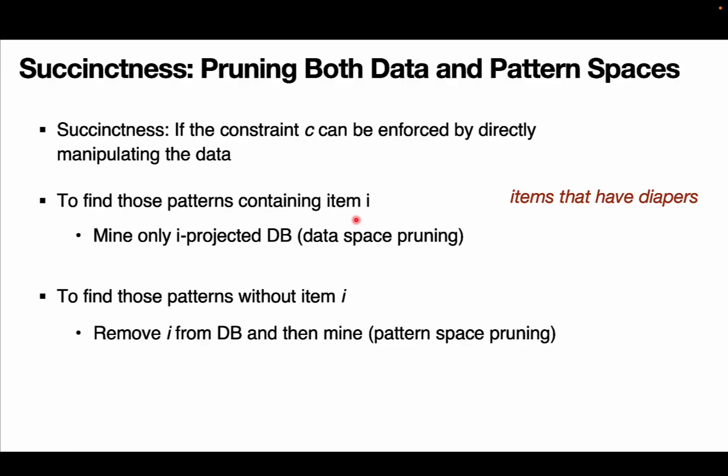To find patterns containing item I, let's say diapers, we only mine I's projected database. This is a case of data space pruning. To find patterns without item I, again suppose I is diapers, we simply remove I from the database. This is a case of pattern space pruning.